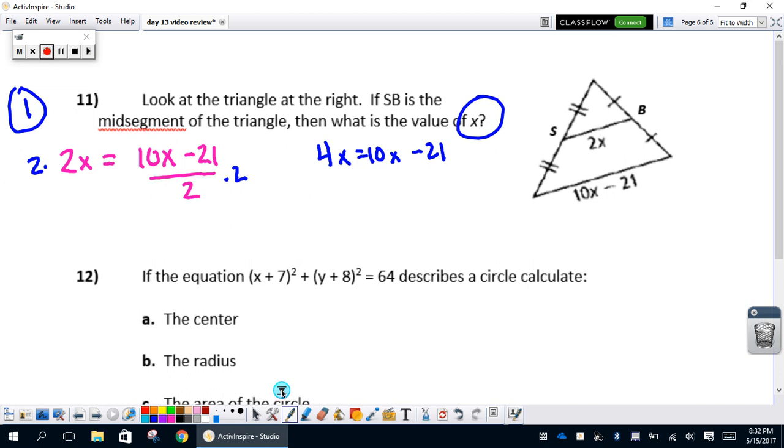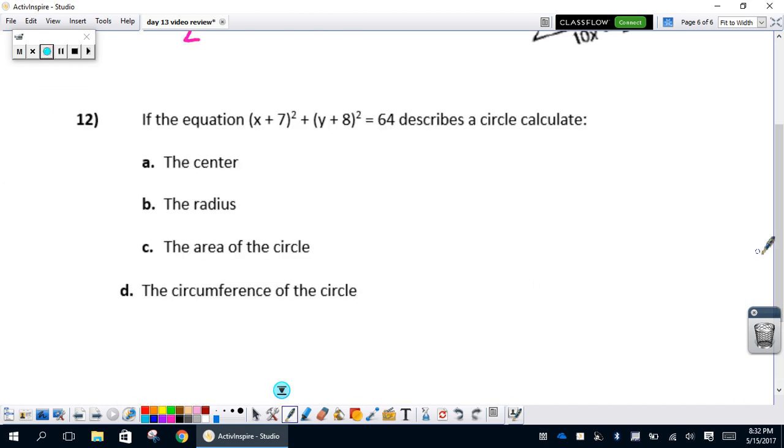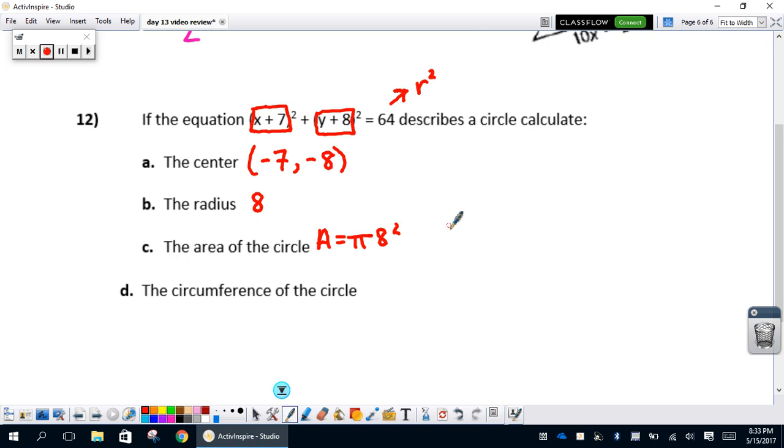All right, 12. There's your equation of the circle. Okay, so your center is what makes this 0. So that would be the opposite of positive 7 and the opposite of positive 8. The radius, they give you r squared, so you have to take the square root of 64. 8. Area. Area equals pi r squared. Pi 8 squared. Circumference. C equals 2 pi r. So 2 pi 8, 16 pi. Okay?